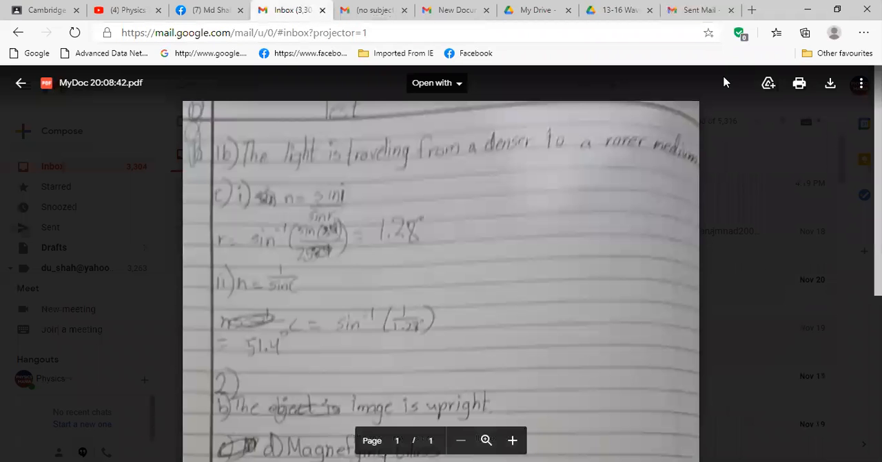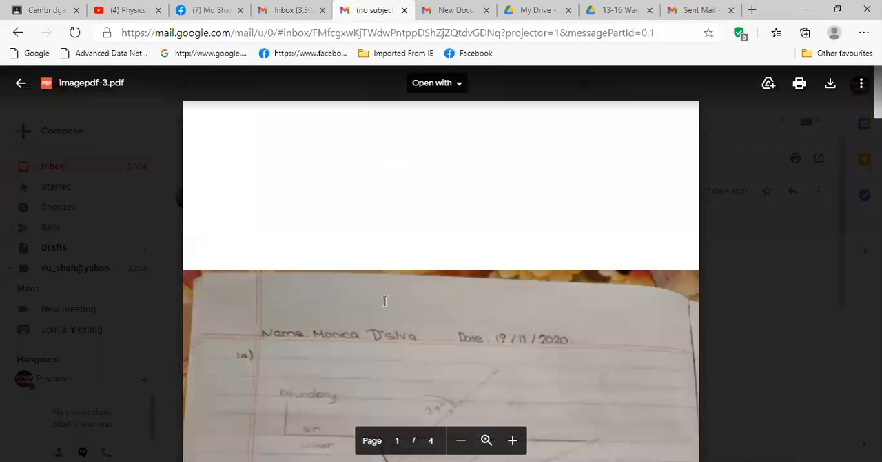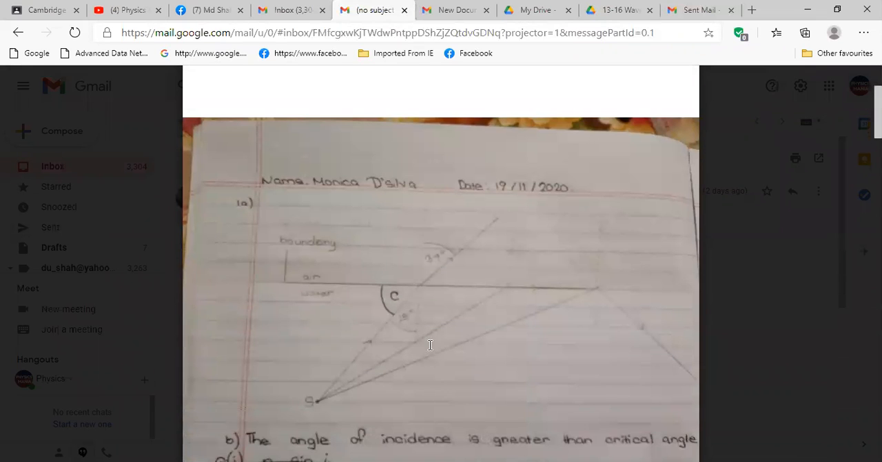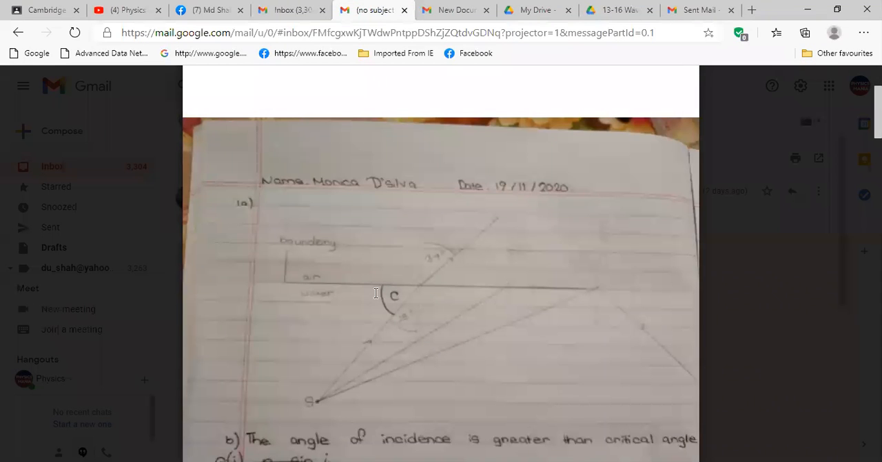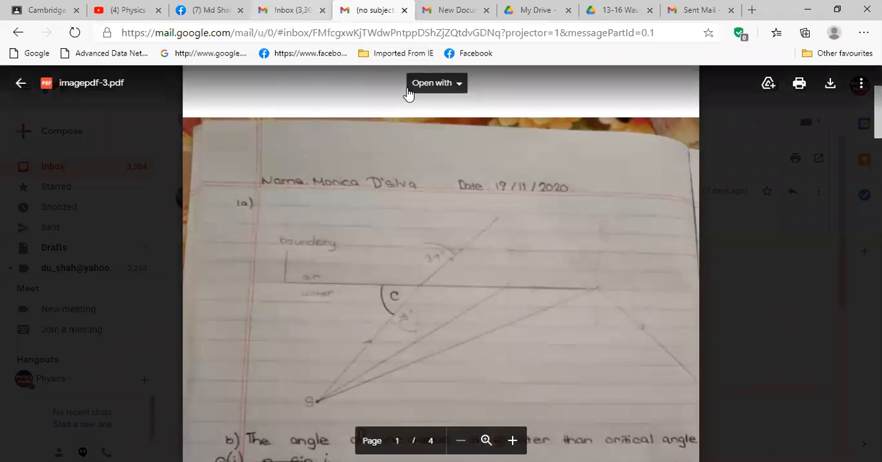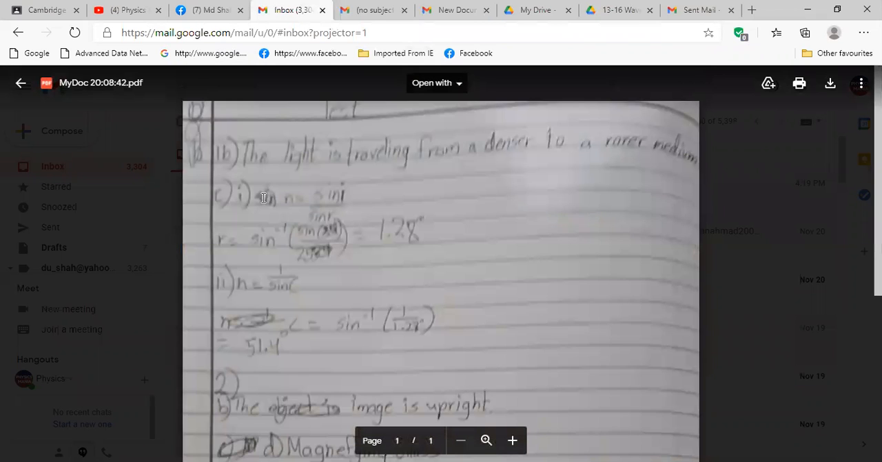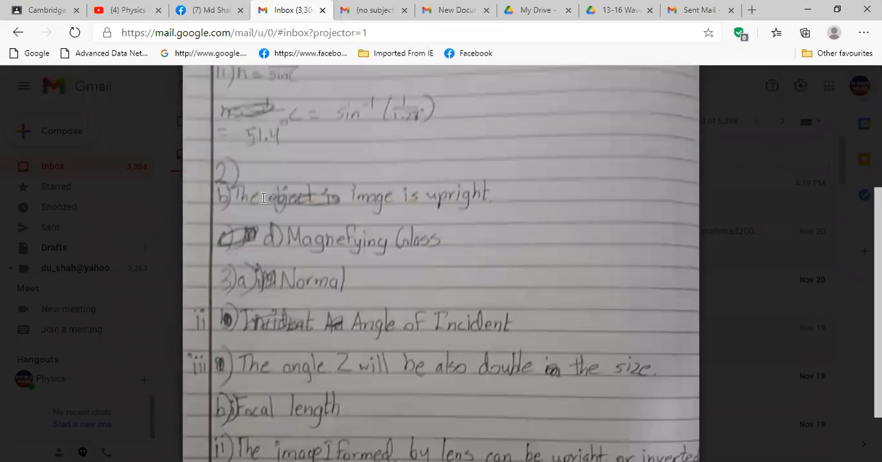Here we go. The first one is yours. Okay, one, sir. You did not write 1A. Why? Mahi, you forgot it. Monica did it. Monica drew the diagram this way and she showed her answer C. But you did not write or draw anything about it. So you forgot it, Mahi.